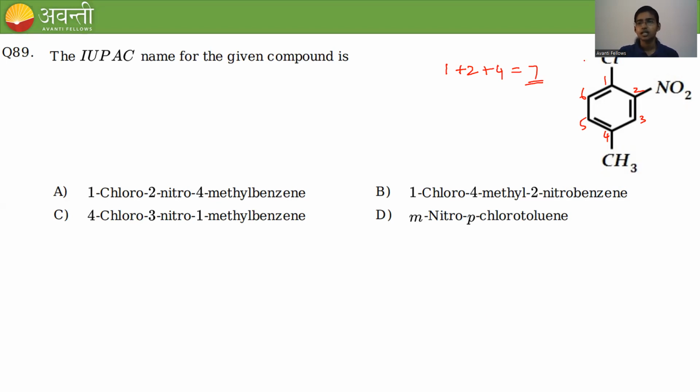So what is this? Cl is called chloro, and this is nitro, and this is methyl. So while naming the compounds, we have to go according to the alphabetical order, right? For IUPAC nomenclature. So C comes first there, and M comes next, N comes the third one. So 1 chloro, 4 methyl, and 2 nitrobenzene is the correct answer. So it is given in option B. 1 chloro, 4 methyl, 2 nitrobenzene. Got it?